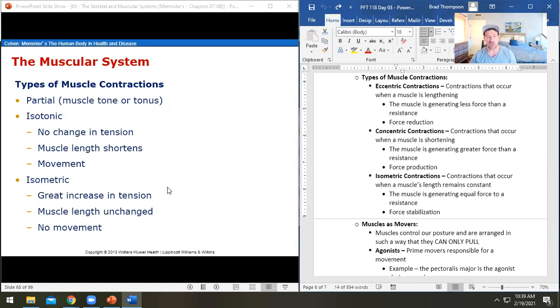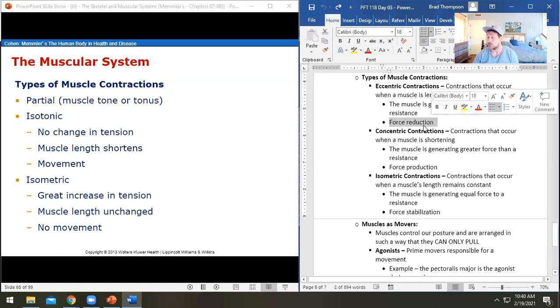Of the types that we've got, eccentric contractions occur when a muscle is lengthening. Basically, your muscle is generating less force than whatever resistive force it may be dealing with. If I'm holding 10 pounds in my arm and I generate 9 pounds of force, my arm is going to lower down to the ground, right? That's an eccentric contraction because my fibers are being pulled apart. They're being lengthened. This is associated with force reduction. If I catch something, that's eccentric.